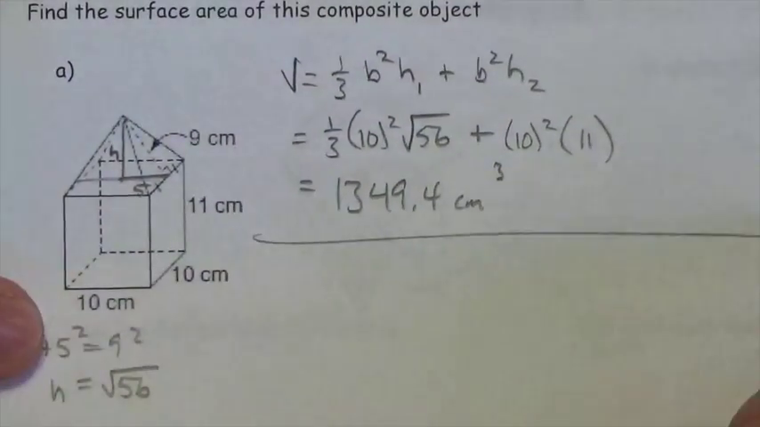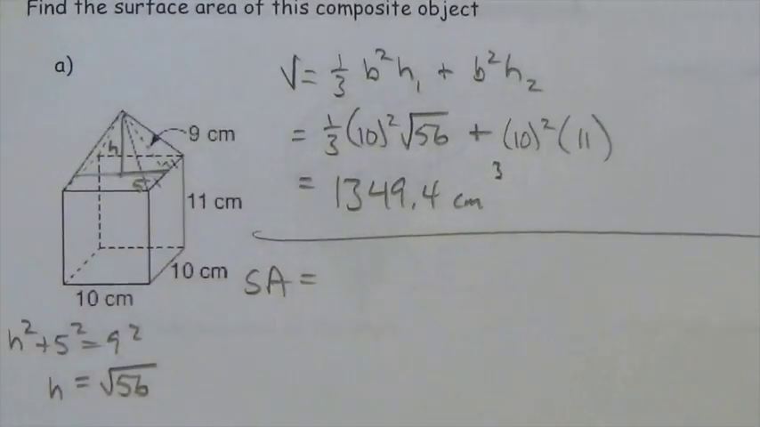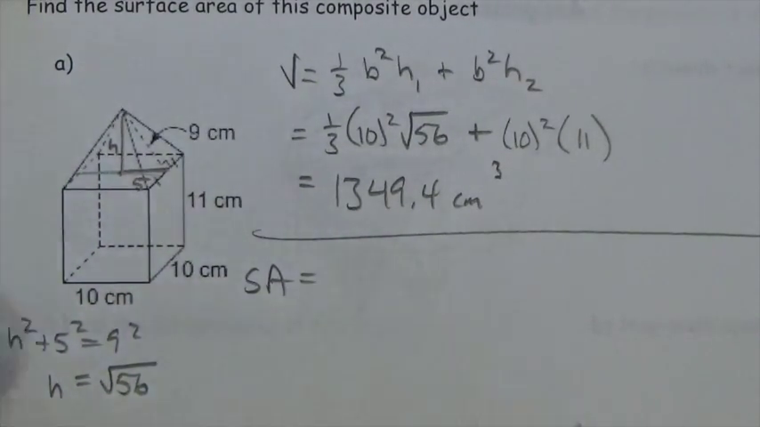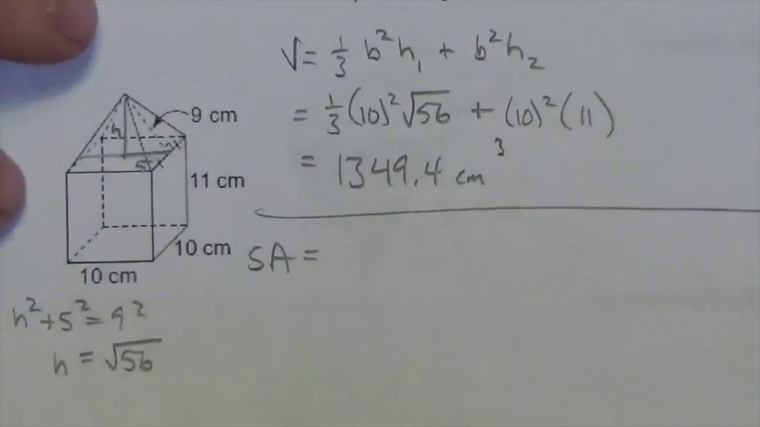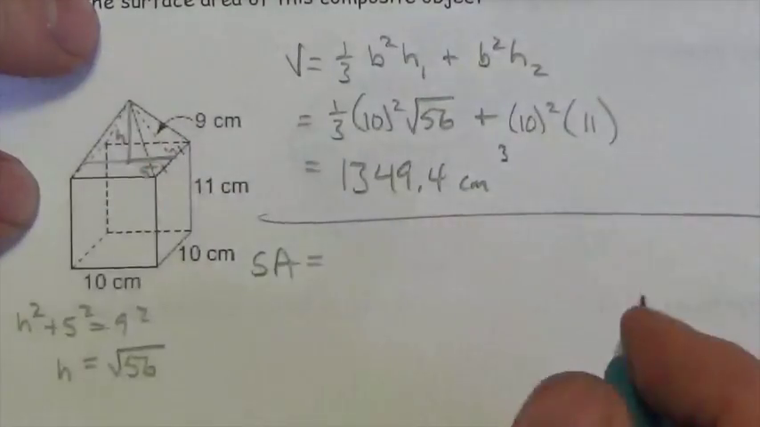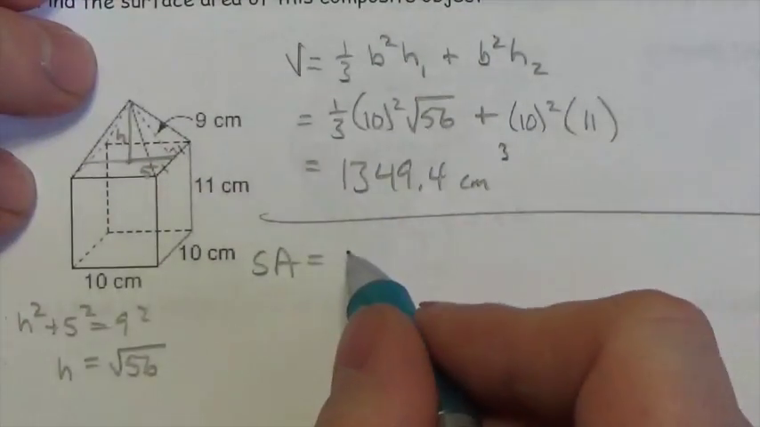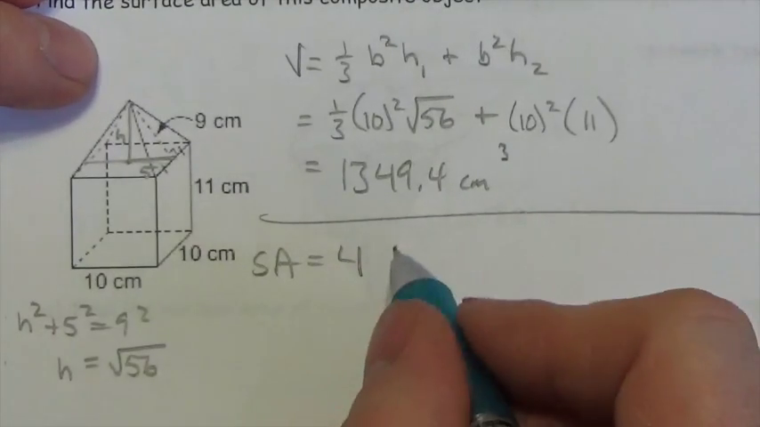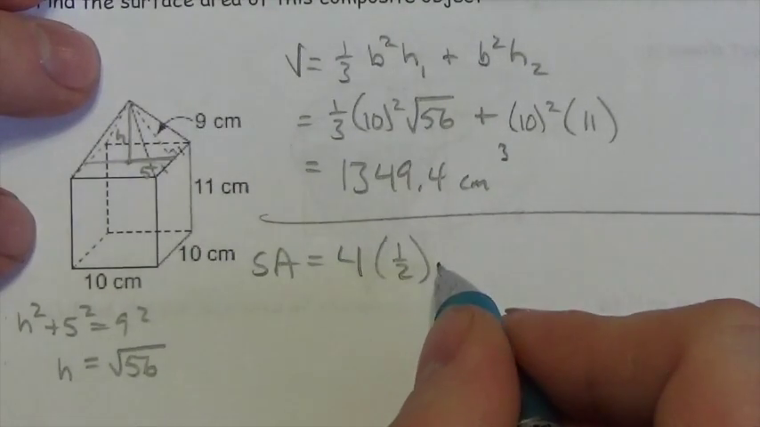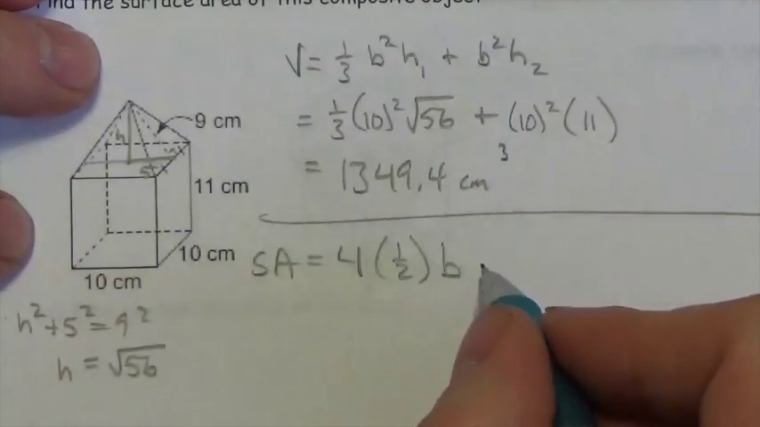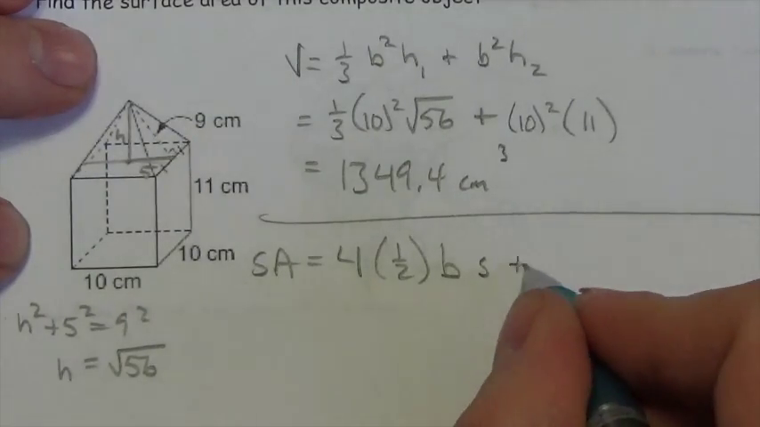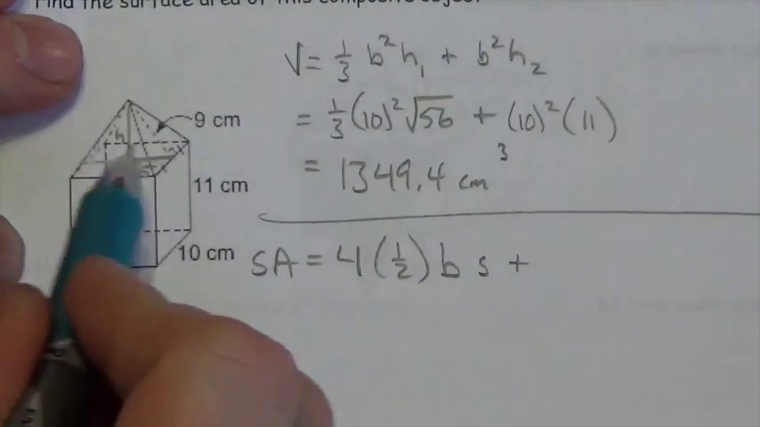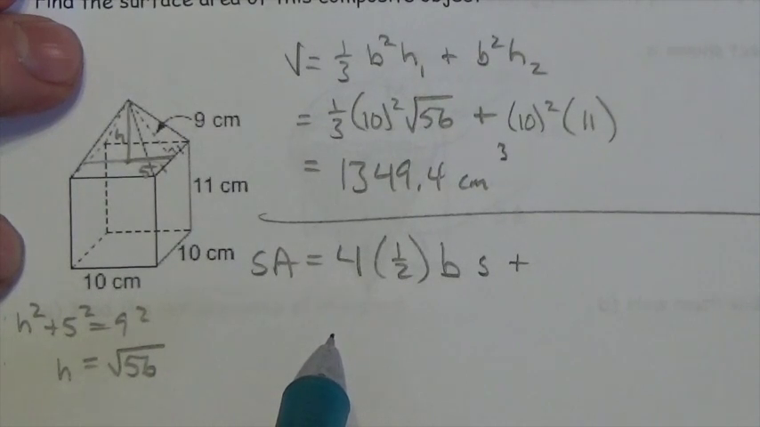Okay? Now, we would also like to figure out the surface area. What's nice about this question is that this up here is a square pyramid. So all 4 of those sides, those triangles, are going to be the same. So this will be 4 times 1/2 the base times the slant height. In this case, they give you the slant height. We're good. So in this case, the lateral surface area of that pyramid is actually quite easy to figure out.